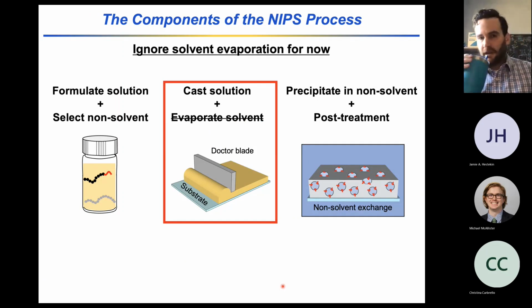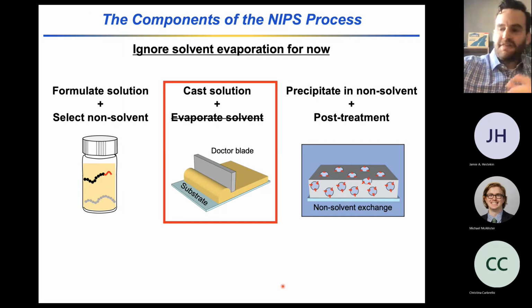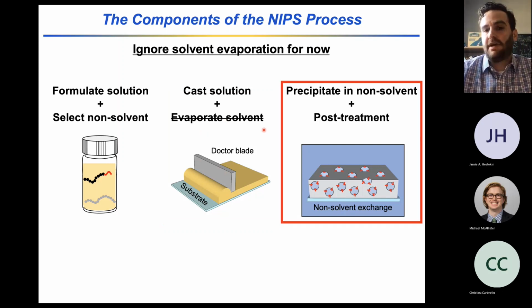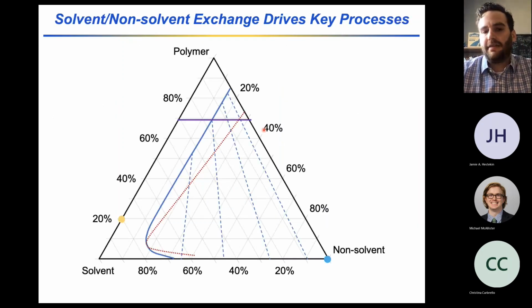And so with that little discussion of the formulation of the casting solution, we'll go ahead and imagine that we've cast our solution into a thin film using a doctor blade. And for the time being, we won't discuss a solvent evaporation step, and we'll plunge that material directly into the non-solvent bath. And so one thing that happens as you plunge that material into the non-solvent bath is you have this exchange of solvent and non-solvent.